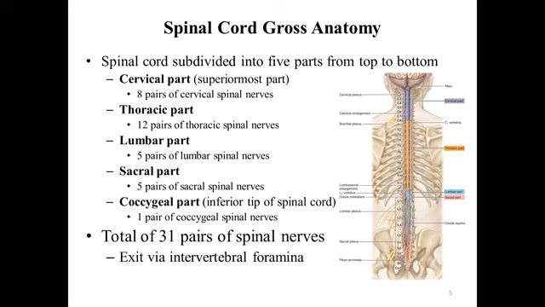Note that the parts of the spinal cord do not match up exactly with the vertebrae of the same name. The lumbar part of the spinal cord is actually closer to T12 than L1, and the sacral and coccygeal parts are nearest to L1, which is where the spinal cord ends. There are 31 pairs of spinal nerves. The nerves pass through the intervertebral foramina as they leave the spinal cord.